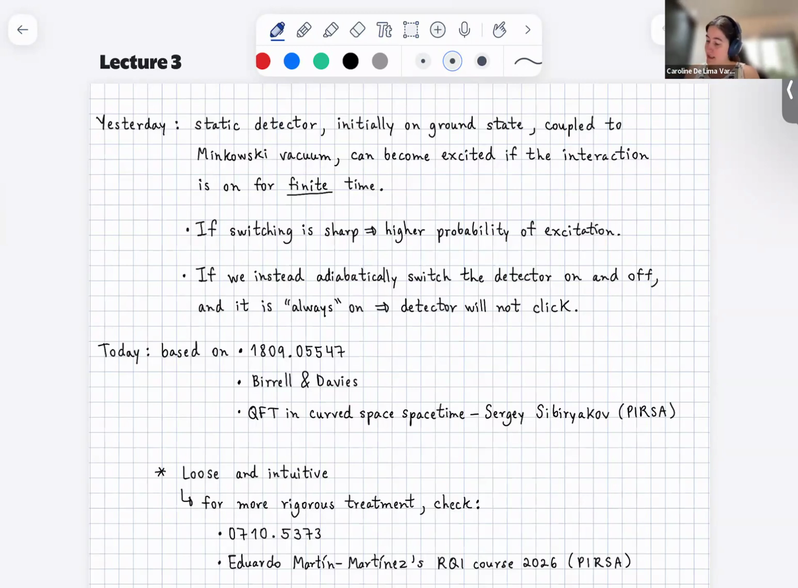As a reminder, yesterday we discussed the static detector. We saw that the static detector, when it starts in the ground state, despite being coupled to the Minkowski vacuum, can still become excited if the interaction is on for a finite time, right? So finite time is really important here. And we also saw that if the switching is sharp, there's a higher probability of excitation. Now, if we instead turn on and off this detector adiabatically, and just basically take the limit in which the detector is on forever, then the detector is not going to click. Okay?